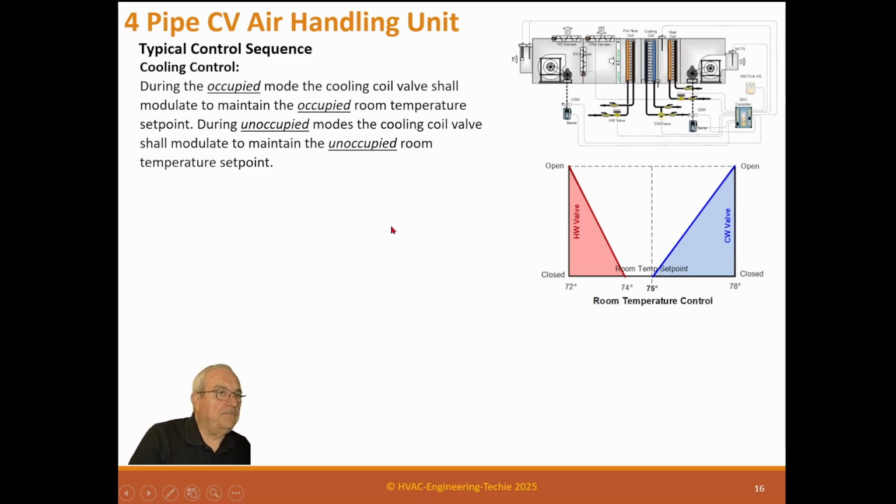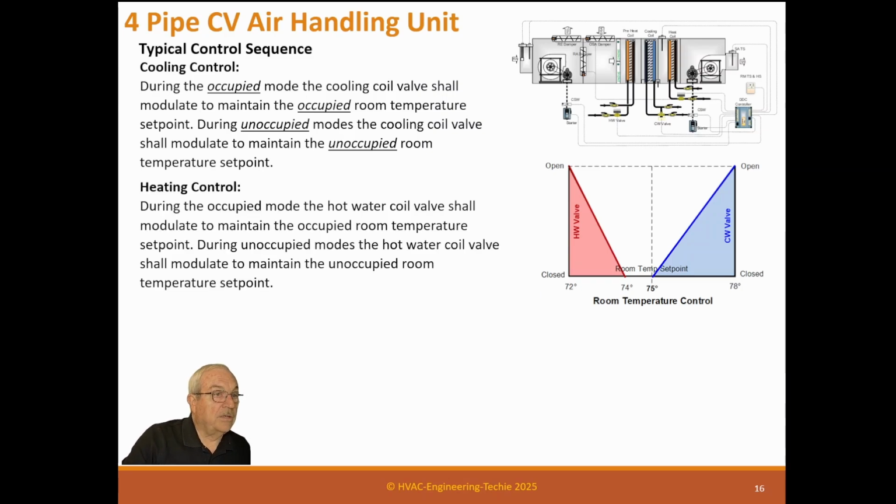Cooling control. During the occupied mode, the cooling coil valve should modulate to maintain the occupied room temperature set points. And it'll do that for the unoccupied too. Heating control. During the occupied mode, the hot water coil shall modulate to maintain the occupied room temperature set point, and the hot water coil valve should modulate to maintain the unoccupied set points also.